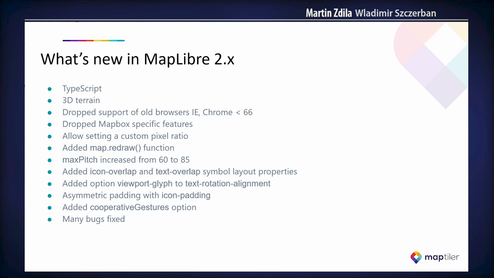Then they added the option viewport glyph to the text rotation alignment. I will demo it soon. Then they added asymmetric padding to the icon padding property, so every symbol or icon can have different padding on every side. It's styled similarly to the CSS padding property. Then they added cooperative gestures options. I will demo it shortly. And they fixed many bugs, mostly thanks to the rewrite to TypeScript.